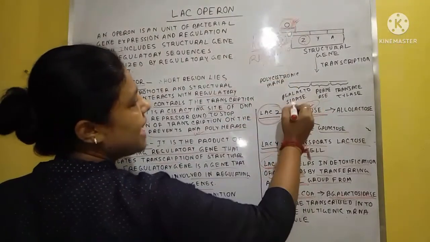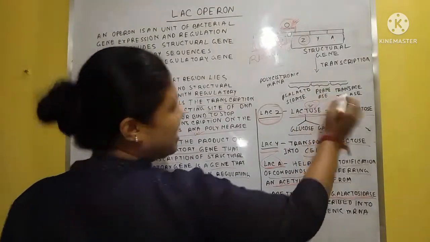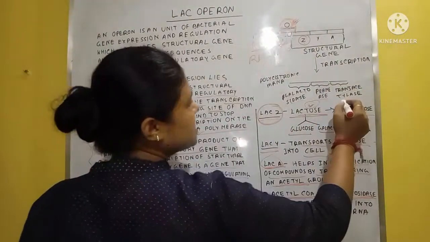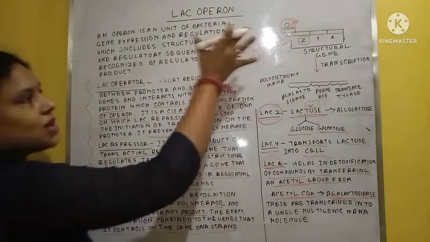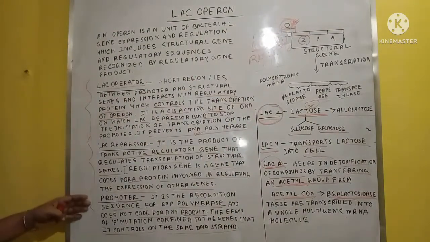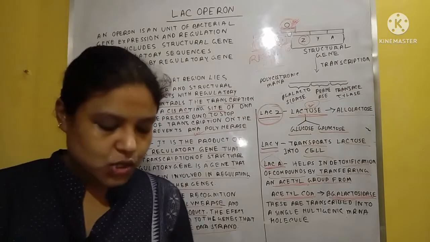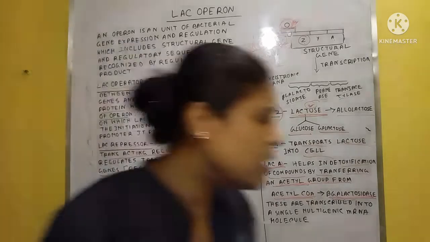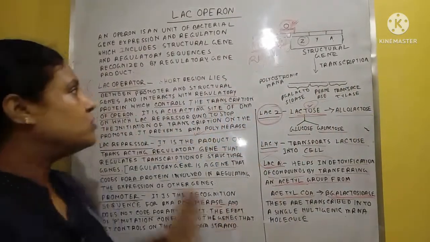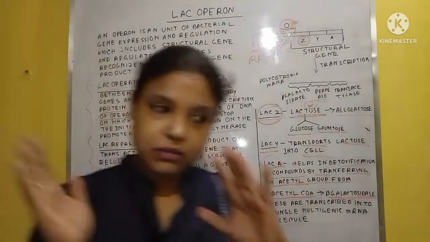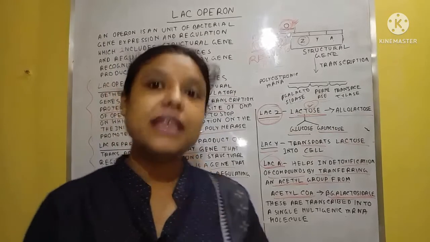And its enzymes are these. The first one's enzyme is beta-galactosidase. The second one's enzyme is permease, and the third one's enzyme is transacetylase. Clear? So these are the enzymes associated with these structural genes, and these are the other regions that are very important for the Lac Operon. So this is the topic I very briefly explained about the Lac Operon. The next part I will discuss in my next video.